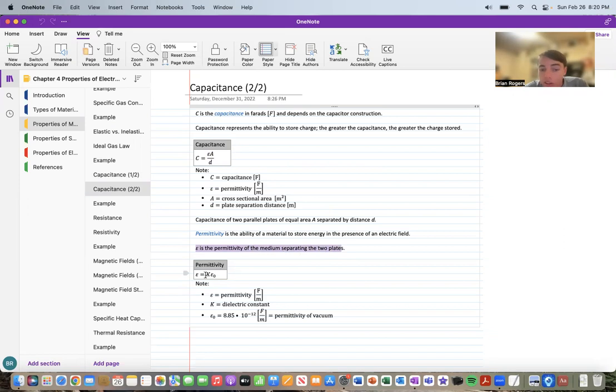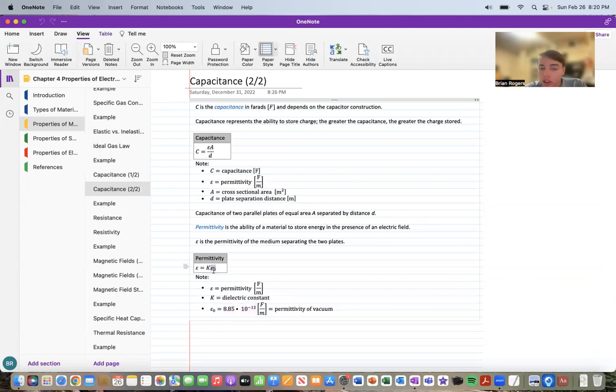So what we're going to see is if we have a higher dielectric constant, the material we use in between the two plates, we'll get more capacitance because that means we'll have a higher permittivity. So higher capacitance, so more charge can be stored. And notice the permittivity of vacuum here, which is 8.85 times 10 to the negative 12 farads per meter.